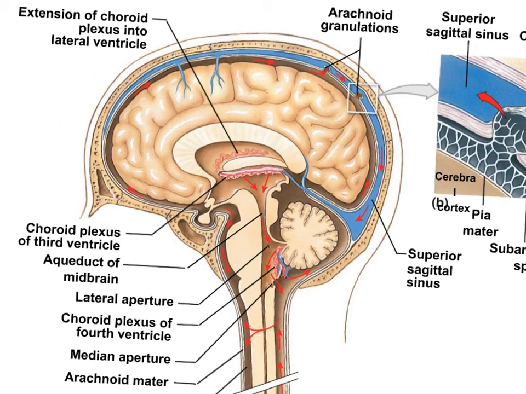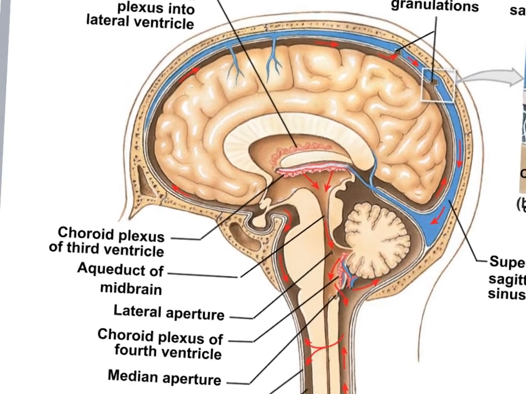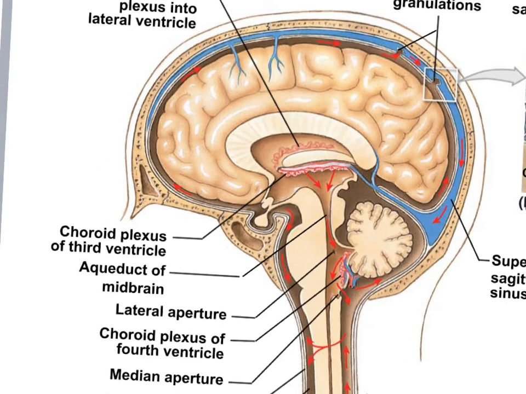So if we look inside this third ventricle, right in here, this is the third ventricle surrounding the diencephalon. There's a structure in there that's called the choroid plexus. So here we see the choroid plexus of the third ventricle. And in that choroid plexus are a lot of cells that are called ependymal cells.